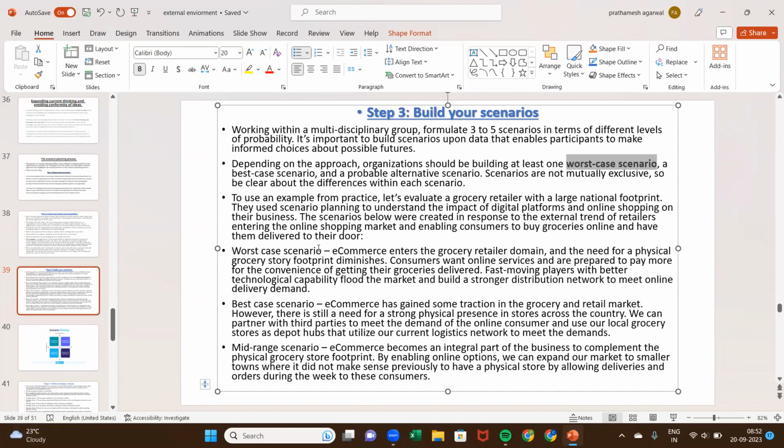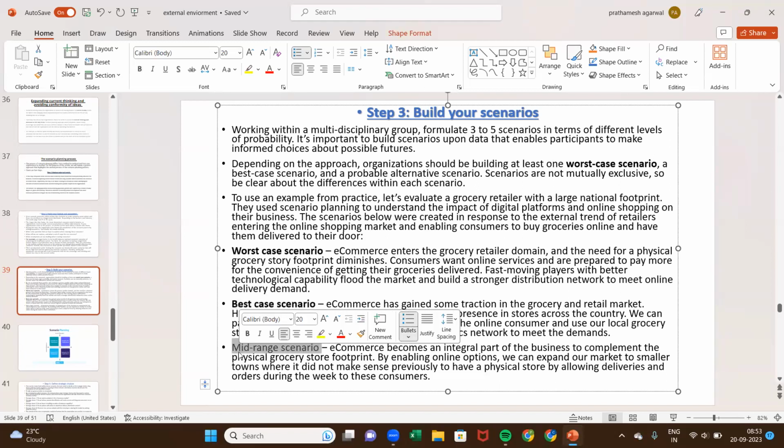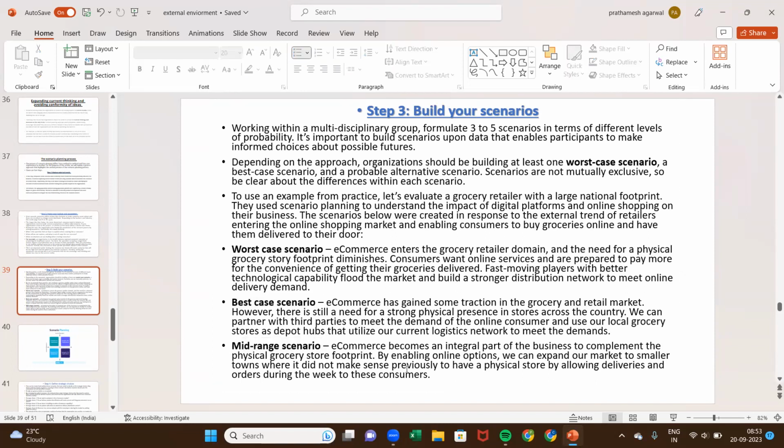Then mid-range scenario. See, the first one we studied was the worst case scenario, where someone is making profits and the other one is losing business. Best case scenario, both are doing well. And the mid-range scenario: e-commerce becomes an integral part of the business to complement the physical grocery store footprint. Here, footprint means the physical grocery store. Please start using corporate words now. By enabling online options, we can expand our market to smaller towns.